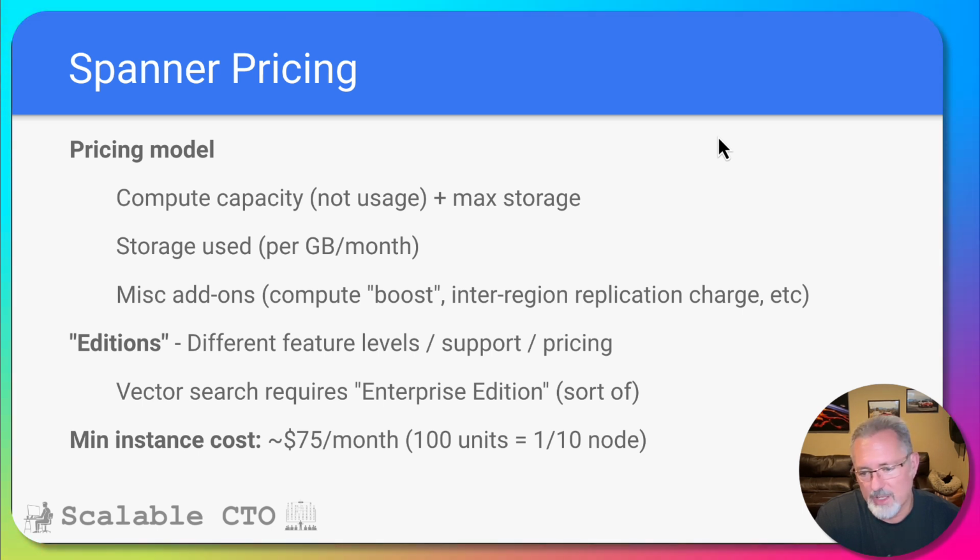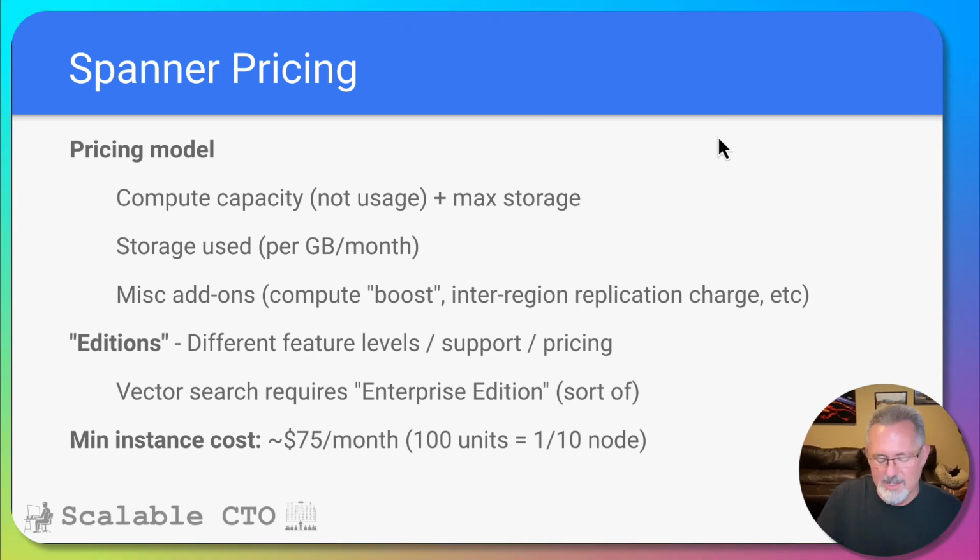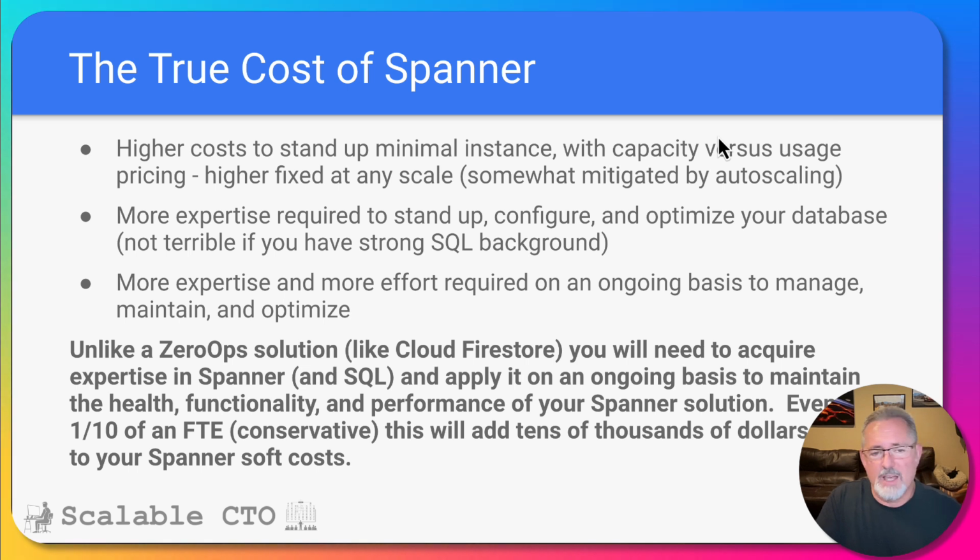So anyway, for a real application deployed to paying users or an enterprise app, you're looking at one node being $800 a month. Not a giant deal, but it's not the very competitive pricing you'd have at small scale on Firestore. So you're going to have a higher cost to stand it up, a higher cost for a minimal instance, and you're going to be paying capacity pricing versus usage. So at any scale, you're going to have a higher fixed cost relative to other kinds of pure usage-based solutions.